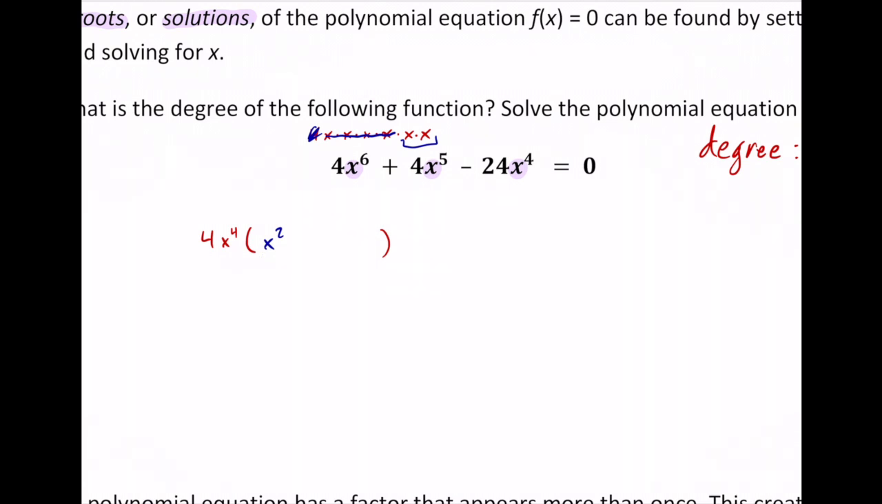All right, 4x to the 5th. We take away the 4, we take away 4 x's, we're just left with 1 x here. And then negative 24x to the 4th, we divide that by 4, we get negative 6. We had 4 x's here, and we took away 4 of them, so we have none left. We're just going to be left with that negative 6.